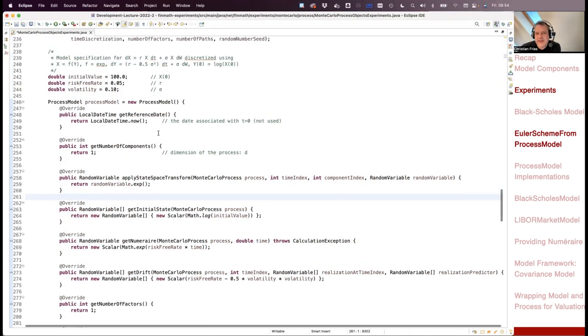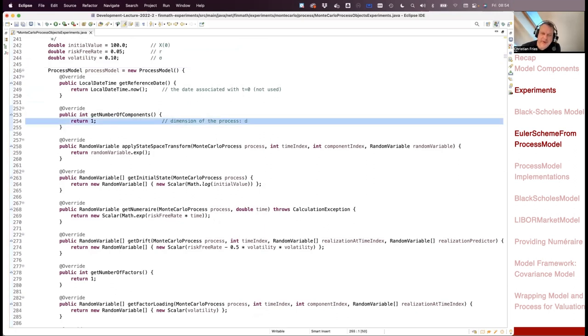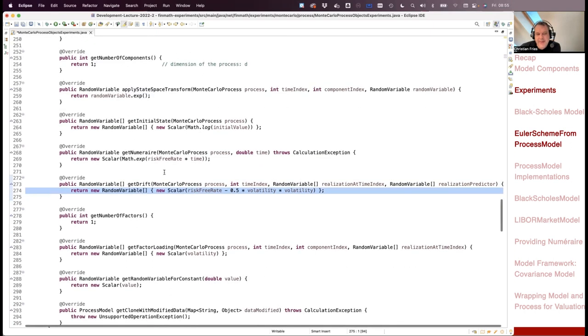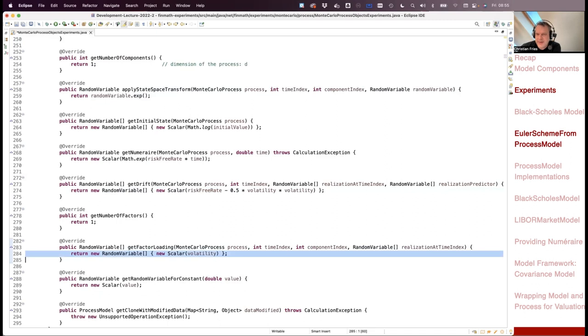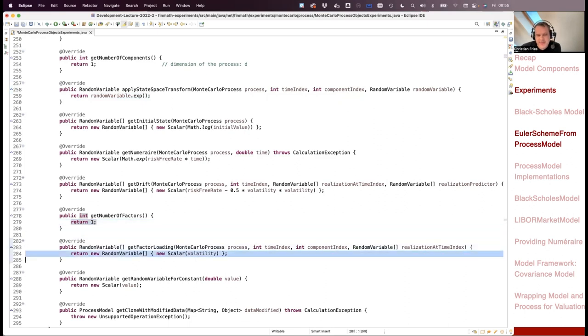So here is the solution for my Black-Scholes model. The Black-Scholes model just has one component. Apart from the numerator, there's only the stock. I would like to do a log Euler scheme, so my state space transform is the exponential. The initial value is then the logarithm of the initial value, the initial state of the y. My drift is, because I have moved to log coordinates, r minus 1/2 sigma squared. My factor loading is just the sigma, not sigma times s, because we moved to the logarithm by this state space transform being the exponential. I just have one factor, so the length of this vector here is just one.